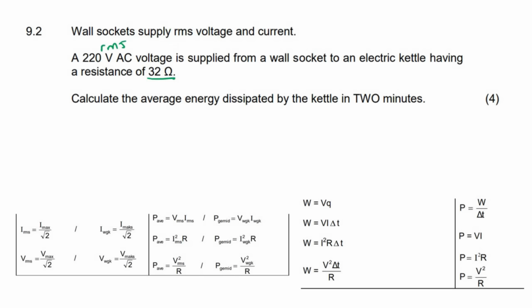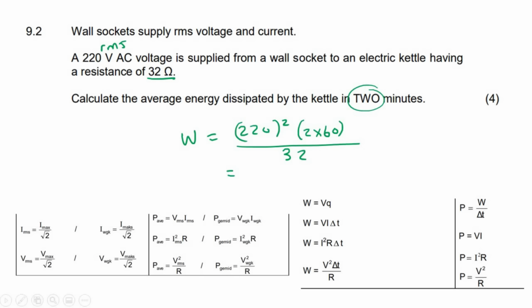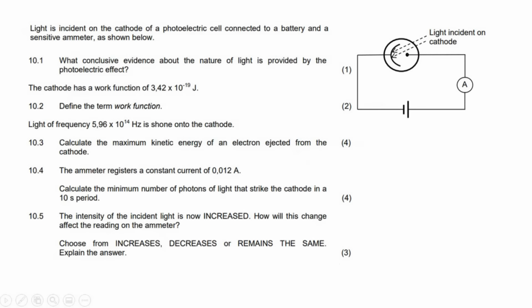And we have a resistance. So let's just have a look. Calculate the average energy dissipated. We could actually just go straight and use this formula. When we use this formula, we will use an RMS value over here. And so W, which is energy, is equal to 220 squared. The time is 2 minutes, so we'll say 2 times 60 because it must be in seconds. And then the resistance is 32. And that'll give us 181,500 joules.